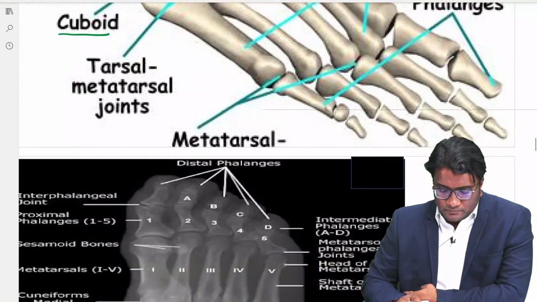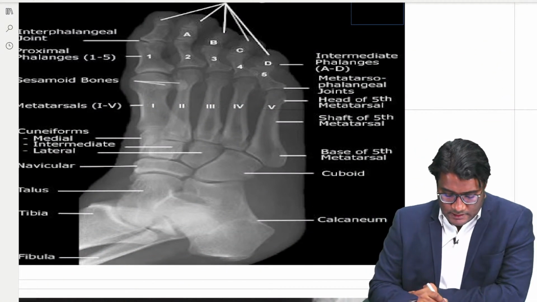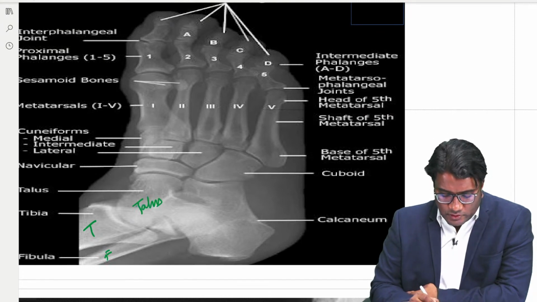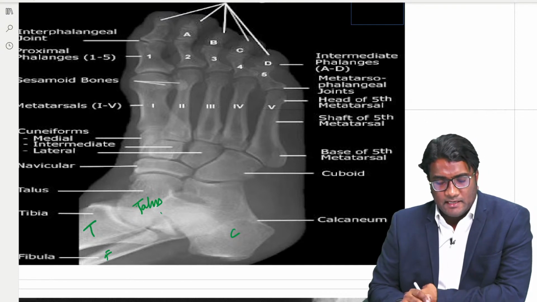So let us look at them on the radiographs now. You can see here, this is the tibia, this is the fibula, and they are articulating with the talus to form the ankle joint. And this talus articulates with the calcaneus below to form the subtalar joint.